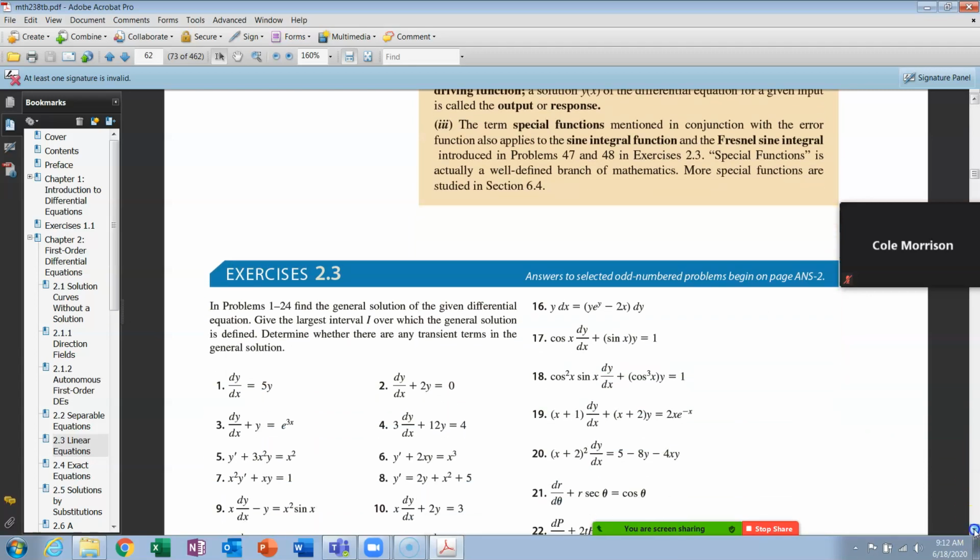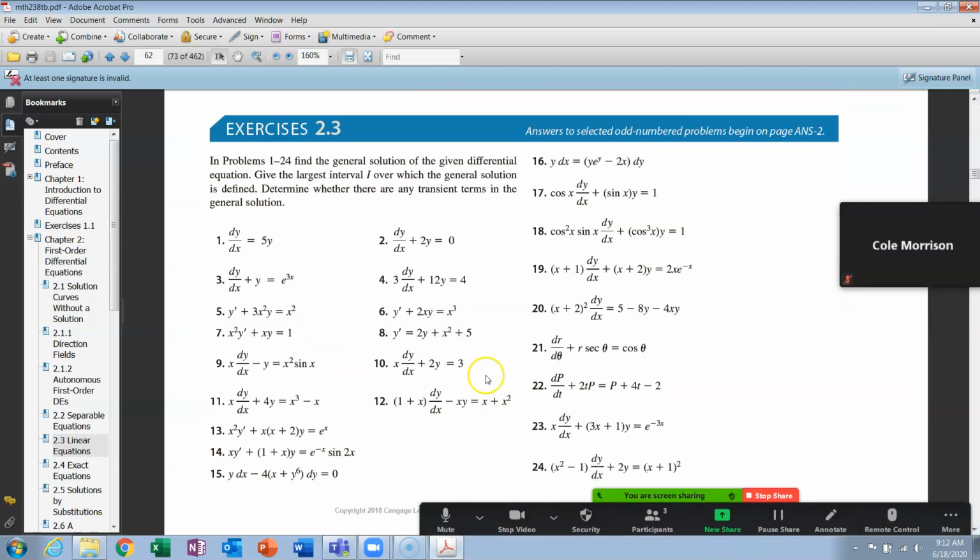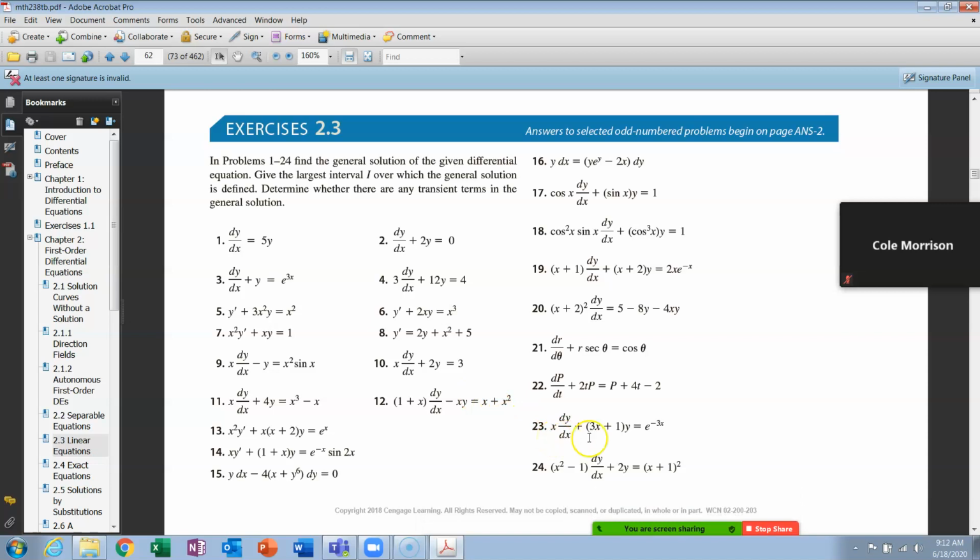Homework exercises here. Any of the odds, 1 through 23, okay? If they're in the back of the book, they are legitimate.